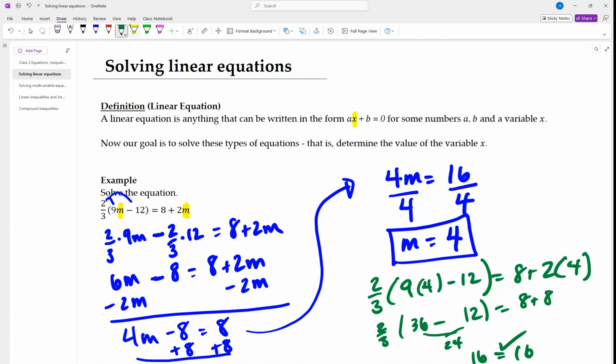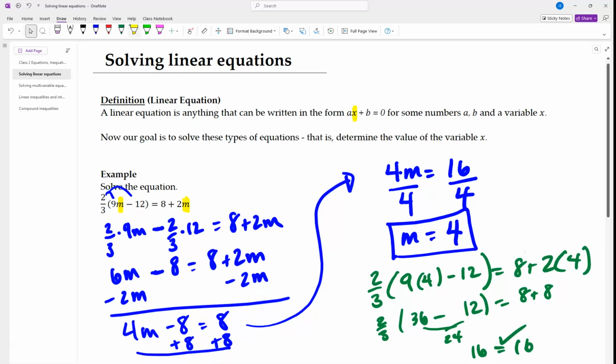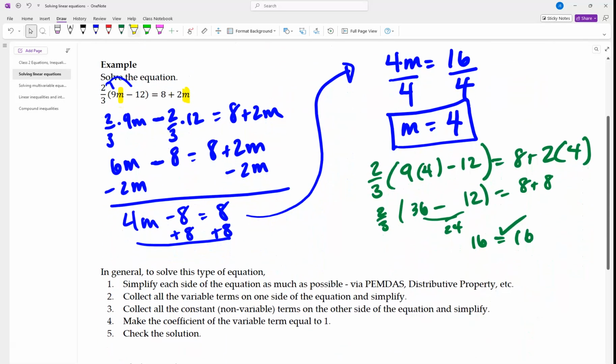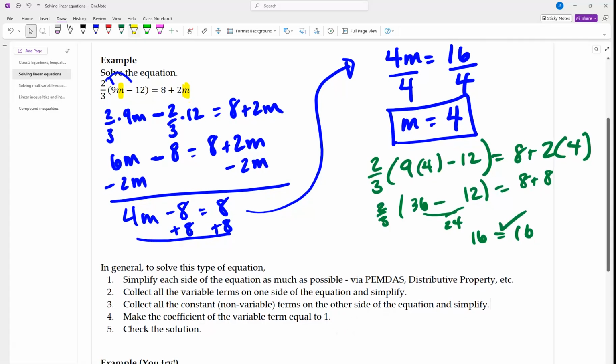All right. So as we went through this, we kind of just made it very simple. But overall, what did we do? We simplified each side as much as possible, right? That was a distribution, and then PEMDAS, etc. Next, I collected variables on one side and non-variables on the other, right? That was what I was doing in these two steps. And then step 4, made the coefficient of the variable, the number in front, equal to 1, and then I checked the solution. All right, so that is how we solve a linear equation.